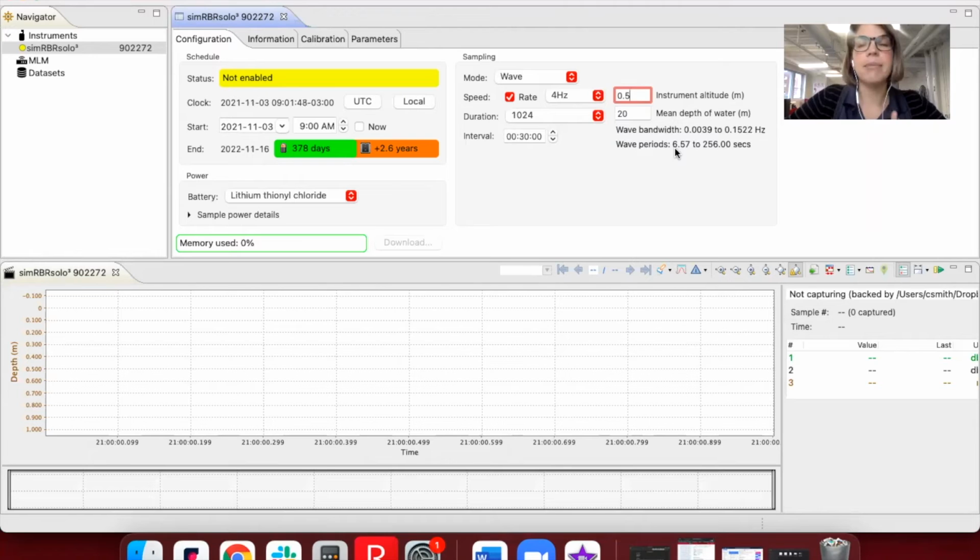And in this case, it's about a 7-second period wave. So maybe you're actually in 10 meters of water and you're using the same frame. You can see now we're capturing closer to 5-second period waves.